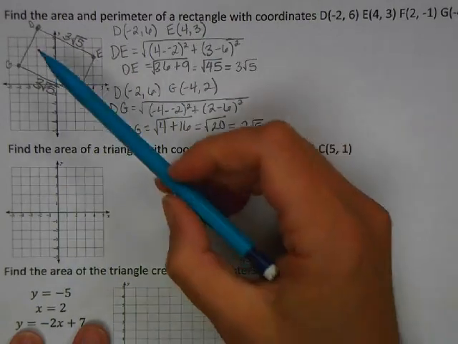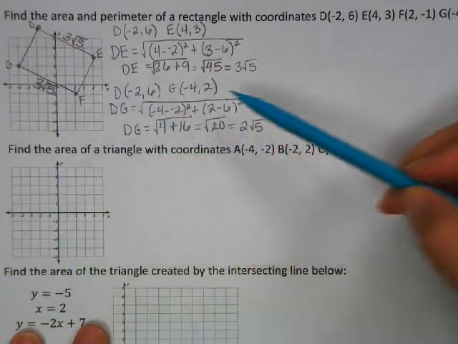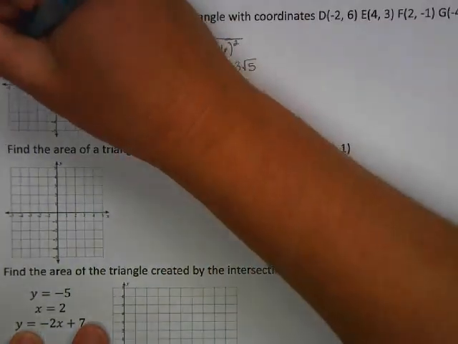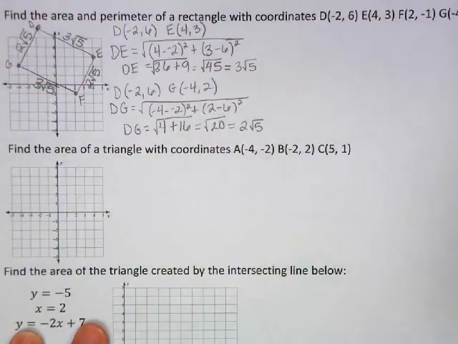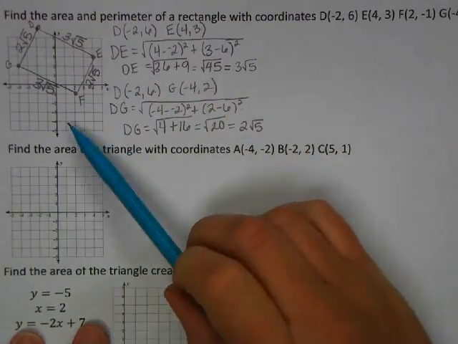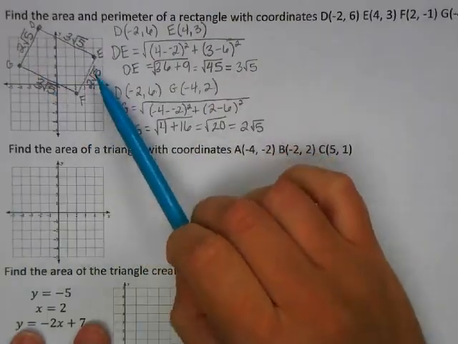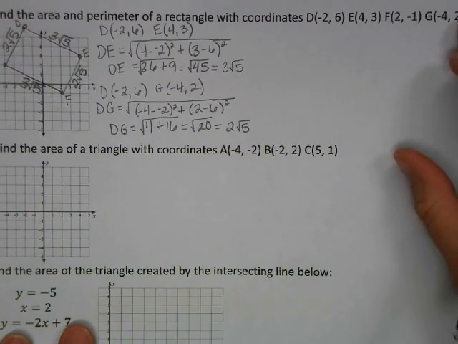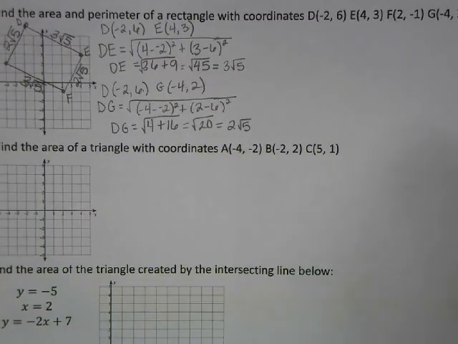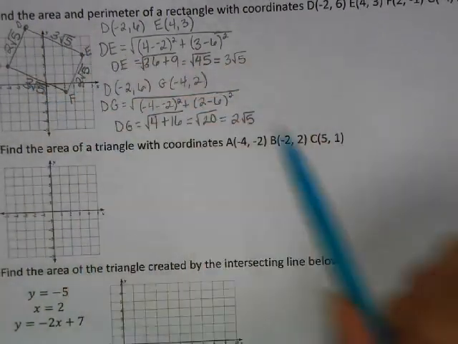So that means that DG and EF both have a length of 2 root 5. So I'm going to go ahead and fill that in. And now that I know the length of my sides, I can now find the perimeter. So perimeter is just adding up all 4 sides.